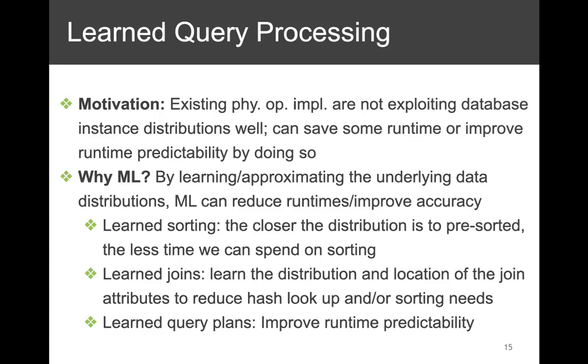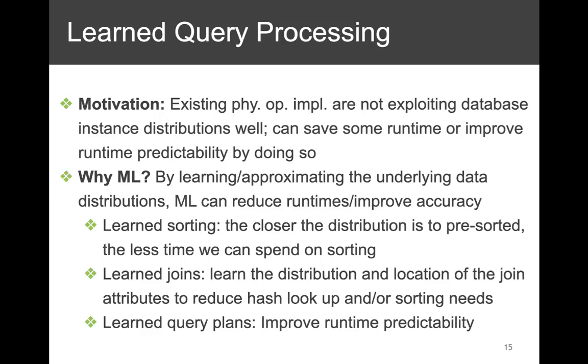Similarly, for joins, if you want to figure out the distributions of the joining attributes, where the records are, you can reduce the lookup cost for hashing and or sorting. So learning-based joins can reduce your latency compared to the hash join or the sort merge join that we saw. Now, these are kind of complicated implementations. As of today, I don't know of any system that actually uses these sorts of things, but it's all in the research stage right now. And the rationale for using them is probably going to take a lot more work.